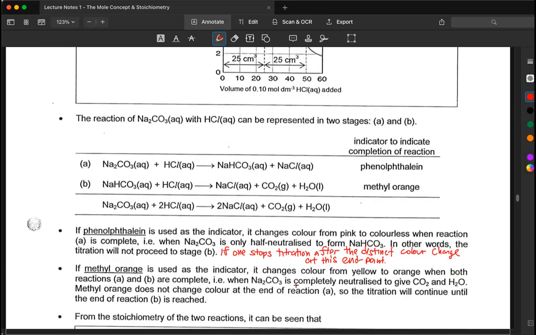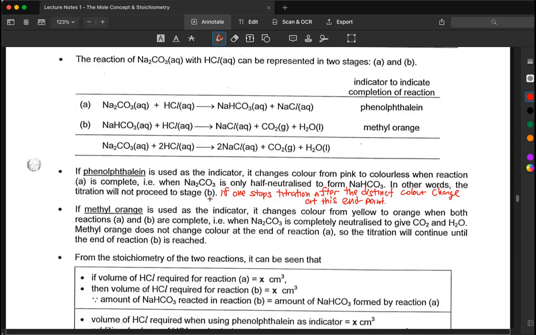So when sodium carbonate is completely neutralized to give CO2 and water. So in the first stage, CO2 was not produced yet. So in this stage, the methyl orange does not change color at the end of reaction A. The titration will continue until end of reaction B. That's why when we do titration of acid with sodium carbonate, we use methyl orange. We cannot use phenolphthalein. It will not be able to detect the second endpoint.